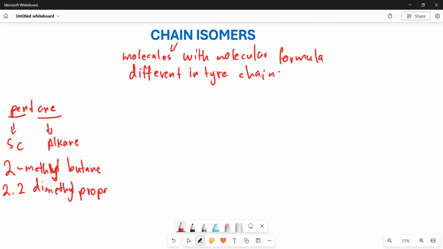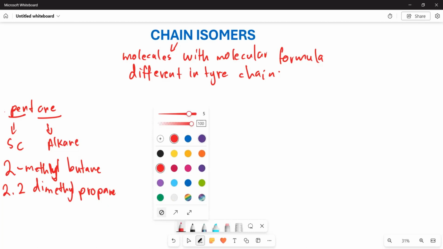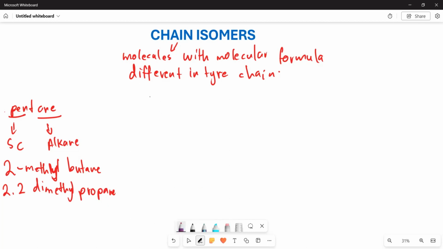I want you to look at the structures of these three formulas, right? Now let's start with the first one. Your pentane is going to be given by 1, 2, 3, 4, 5, right? So this is going to be 5 carbons, and then obviously you're going to add your hydrogens here. As you can see, these are going to be your hydrogens, right?